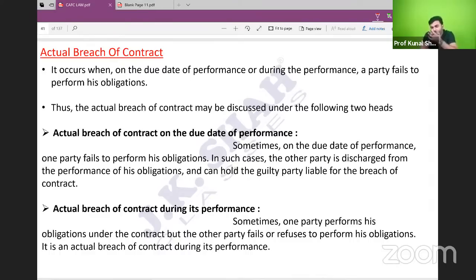I caught a flight from Ahmedabad and I rushed back to Mumbai. Can I say I've done a breach of contract on the due date? It's an actual breach. Okay. I had promised to conduct lectures at Ahmedabad from 10th to 20th April.